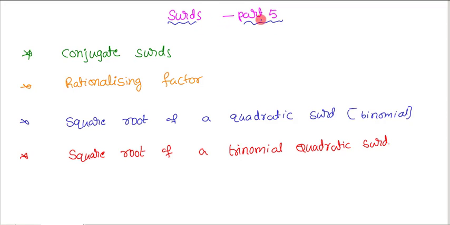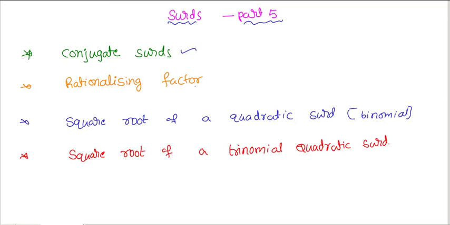This is the fifth part of our topic surds, and in this video we are going to discuss these four important concepts: conjugate surds, rationalizing factor, and third, the square root of a quadratic surd which is a binomial, that means a quadratic surd having only two terms in it. And the fourth concept is the square root of a trinomial quadratic surd. So these are the concepts that we are going to discuss.